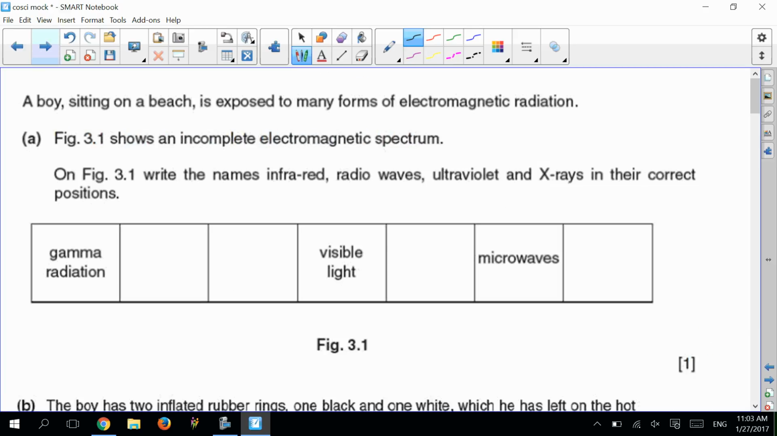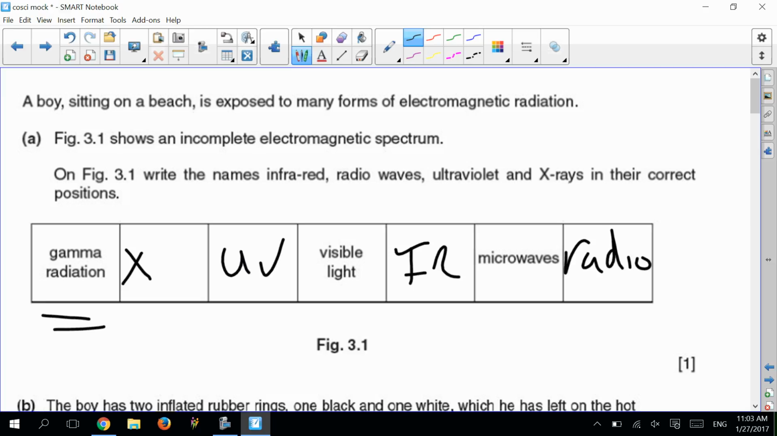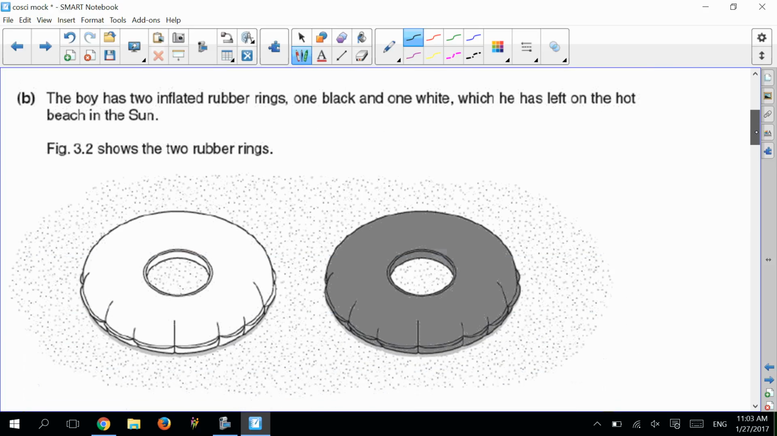Okay, so moving on to our next question. A boy sitting on a beach is exposed to many forms of electromagnetic radiation. Figure 3.1 shows an incomplete electromagnetic spectrum. On figure 3.1, write the names infrared, radio, ultraviolet, X-rays in their correct position. We've got gamma at this end, which is the really short waves, so this is the X-ray. Then we've got UV, visible light, infrared, microwaves, radio waves. Okay, you either know that or you don't, and if you don't, you can't do it.